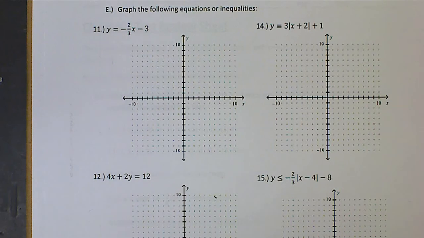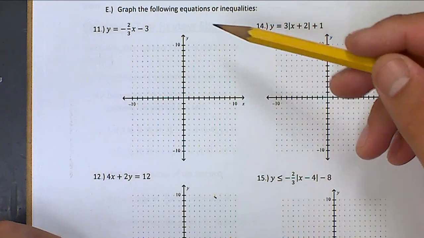This is the Algebra 2 study guide for the Chapter 2 test. That's going to be Thursday for 1st and 5th period and Friday for 6th period. I'm going over type E problems, which is graph the following equations or inequalities.